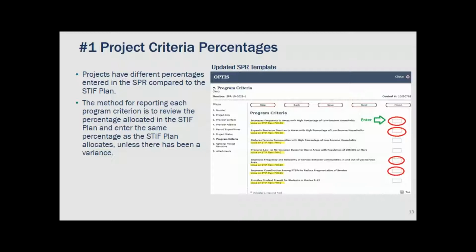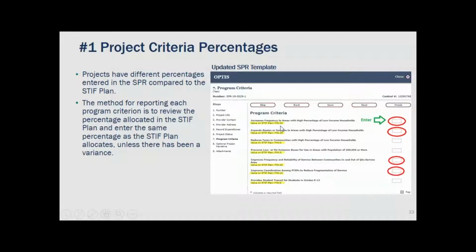So if there was a project that changed and your percentages are different, then by all means update those criterions that are applicable and provide that optional project narrative. So you see here in our example, this is the OPTIS upgrade that David went over. So this wasn't available for those first SPRs, but now it is. You'll see that there's that wizard, what's it called, text wizard? Yeah, help text. Help text.